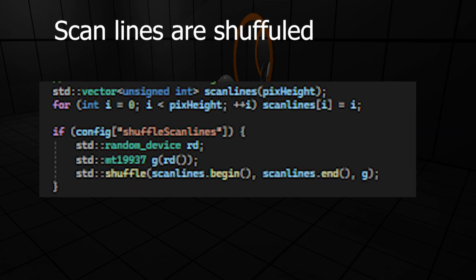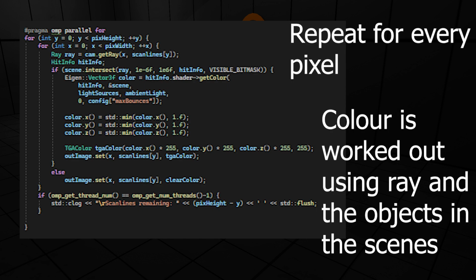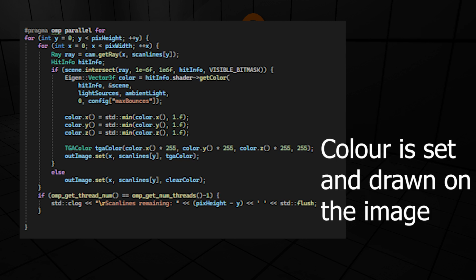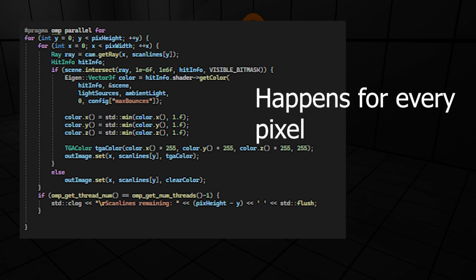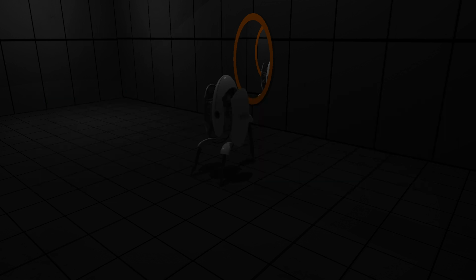Then the scan lines are shuffled, and a ray is defined. Then for every pixel, the color is worked out using the ray and everything that has been put into the scene. Then the color is set and drawn on the image. Then after it does that for every pixel, it outputs it as a TGA file. This is the final result.